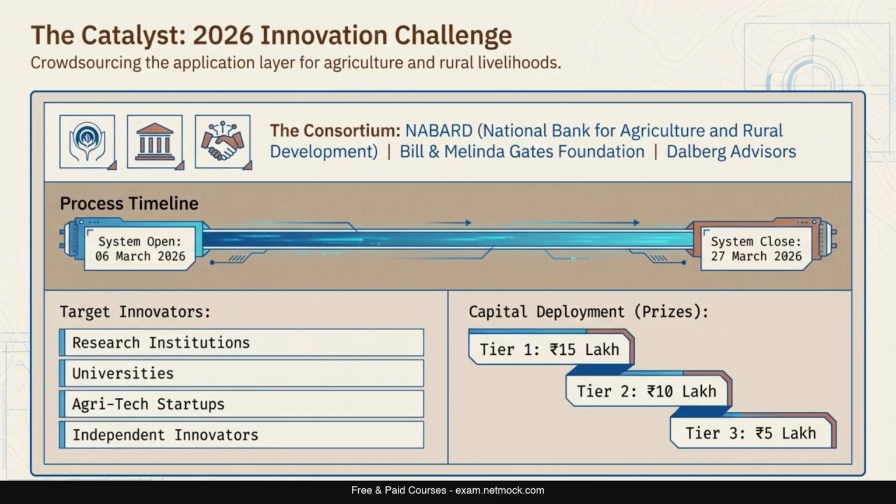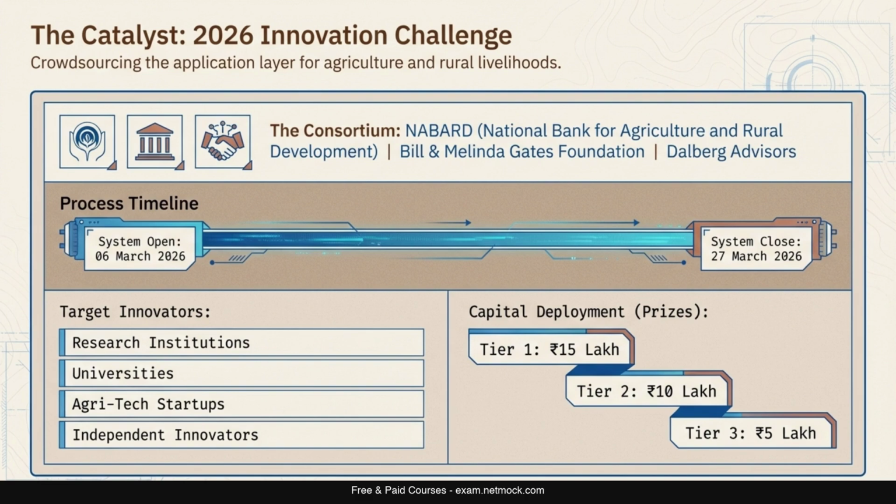The catalyst is NABARD's 2026 Innovation Challenge, a consortium with the Bill and Melinda Gates Foundation and Dalberg Advisors. Open from 6th March to 27th March, 2026, targeting research institutions, universities, agri-tech startups, and independent innovators.